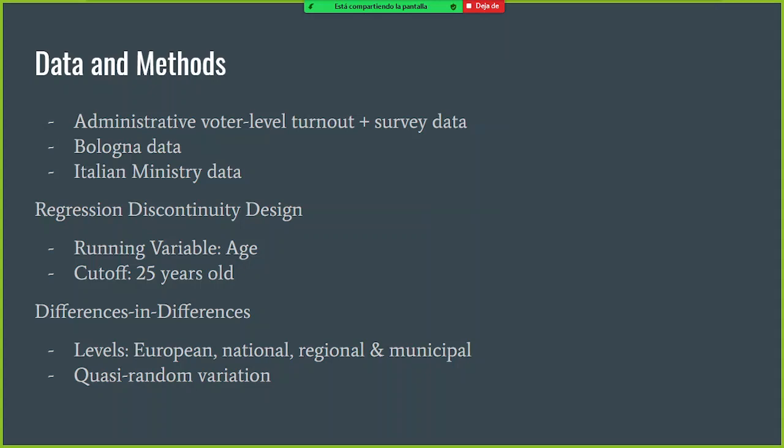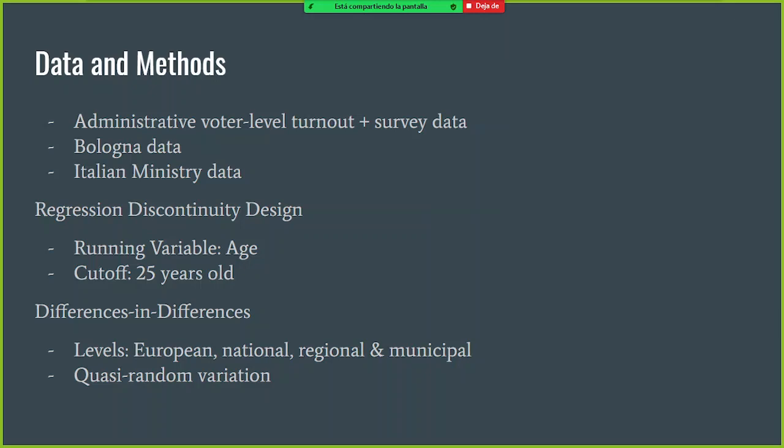The other data comes from the city of Bologna. This data has similar information, but has the feature of containing data for European and parliamentary elections. And finally, the Italian ministry provided city-level counts of all ballots for every election held from 1993 to 2015.